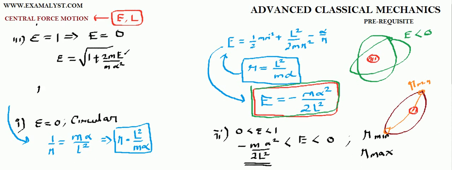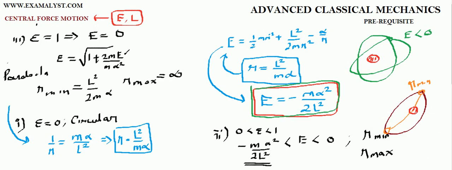In this case, there is an R minimum, and this R minimum is L square divided by 2m alpha, and R maximum is infinity. R maximum is infinity. This signifies that here we have a parabolic path. The trajectory is a parabola. So various values of epsilon will tell you the various possible orbits.